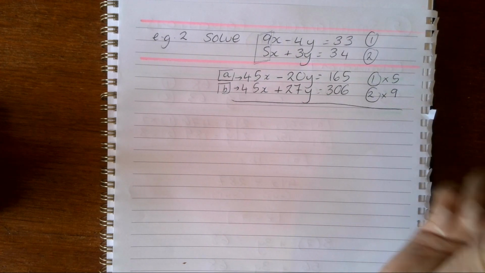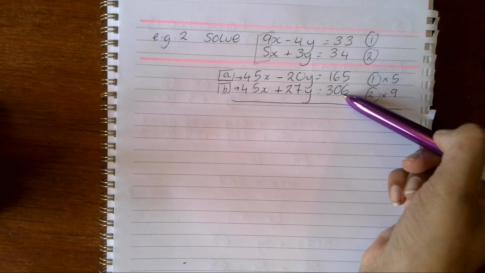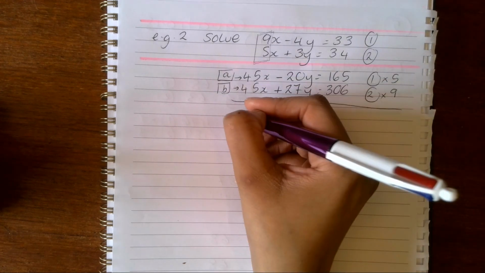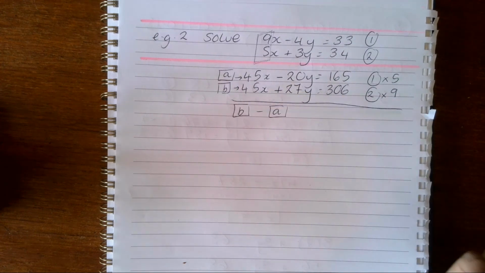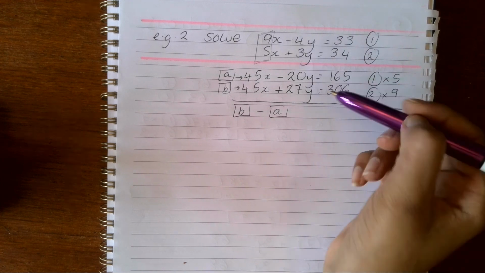Now, because row B tends to have slightly larger numbers, I'm actually this time going to say that B take away A is the process I'm going to go with. It doesn't matter if you do the other way around. You'll get the same answer. It's just you might end up dealing with negatives, which isn't a problem. So I'm going to do row B minus row A.